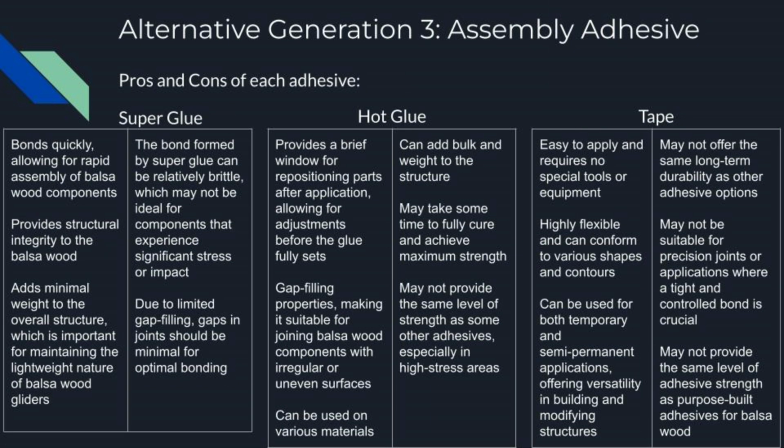So for my third alternative generation, I did the assembly adhesive, and it was between the super glue, hot glue, and tape. So for the super glue, it bonded quickly, allowing for rapid assembly of balsa wood components. However, the main con was that the bond formed by super glue can be relatively brittle, which may not be ideal for components that experience significant stress or impact.